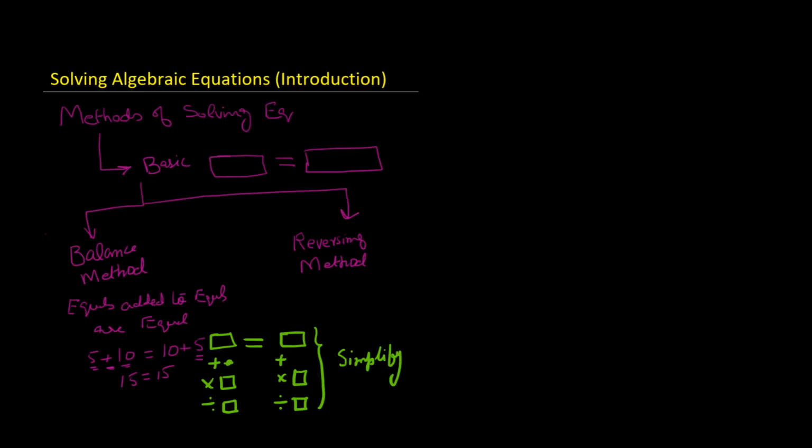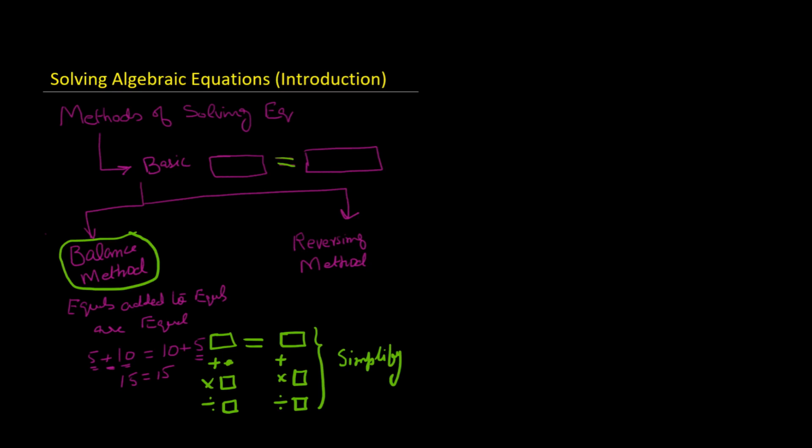So this balance method says that you can do the same operation on both sides of the equal sign if you think that this will help you to get the value of x or any variable. So this is the balance method.